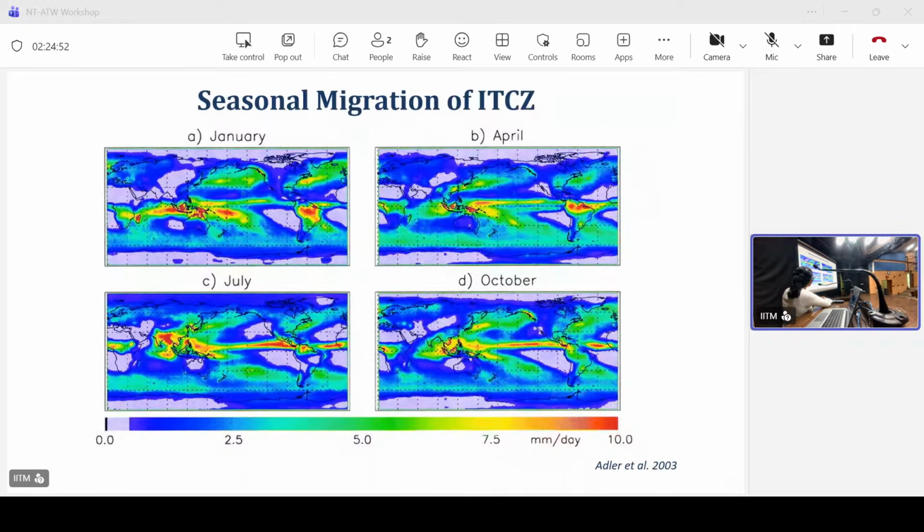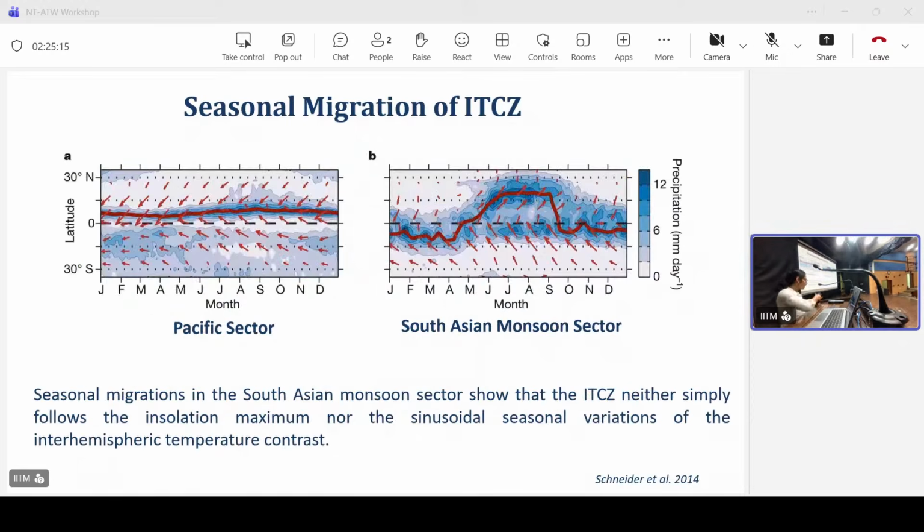Now, a very interesting feature happens over the Indian region because during June, July, August, September, we have the monsoons. So the ITCZ moves over the continental region. That is the only region where it moves from the oceanic southern Indian Ocean to the northern continental regions. And by October, it migrates back towards the equator and is located again a bit south of the equator.